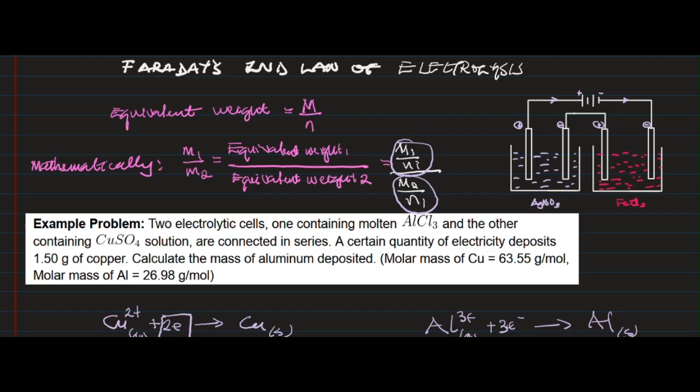So this is the end of this series. What did we achieve here? We tried to state Faraday's second law of electrolysis, and then we represented the law mathematically, and from that we used the equation that we got from the law to solve a problem.